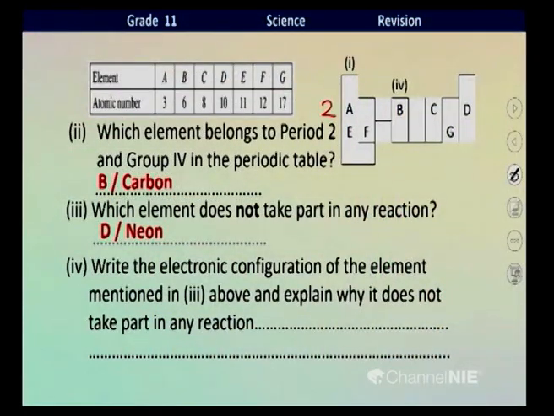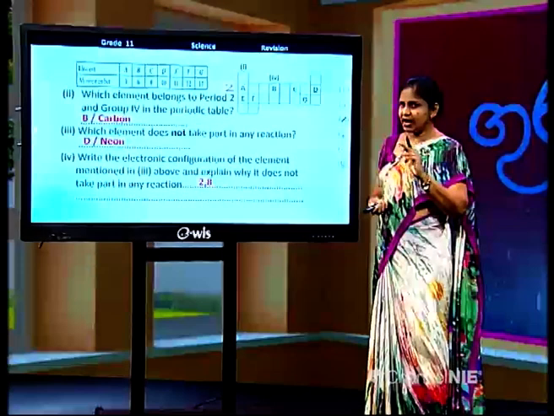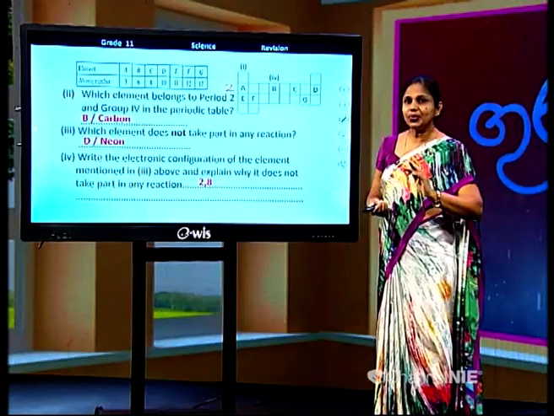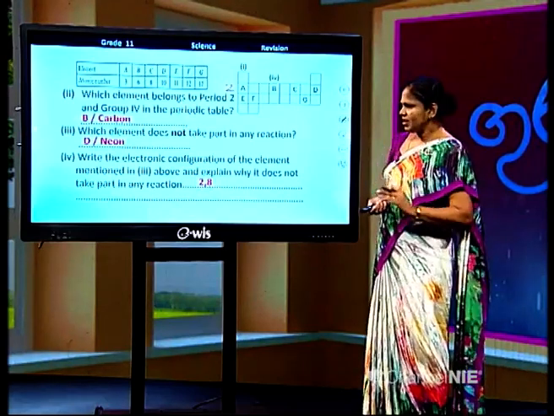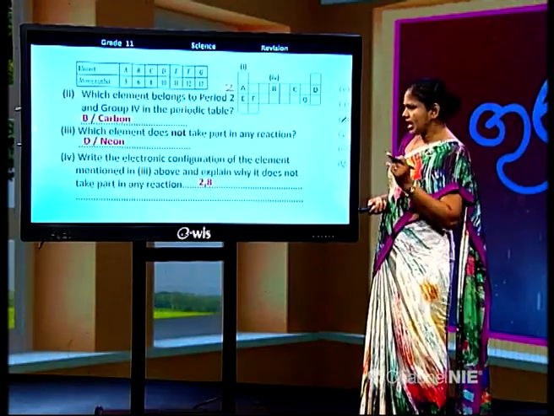Next, write the electronic configuration of the element mentioned in 3. Which is the element we mentioned in the third question, children? D or neon. Then the electronic configuration of neon is 2,8. You know that the atomic number of neon is 10. Then the electronic configuration is 2,8. Right?